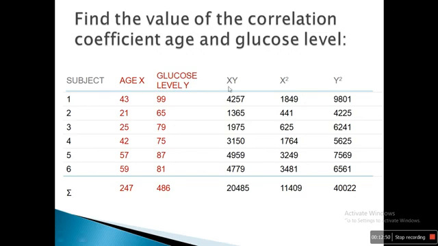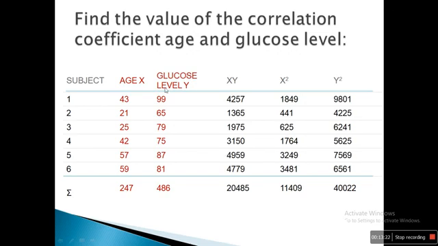First we have calculated x into y. For the first case, that is the first person, age is 43, glucose level is 99. So we found 4257. Similarly, x square is 43 into 43 and y square is 99 into 99. So likewise I have done the same for all the 6 persons. You can see I have calculated, and I am calculating the totals.